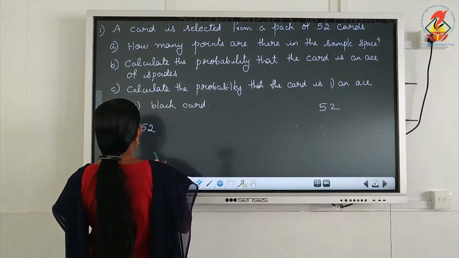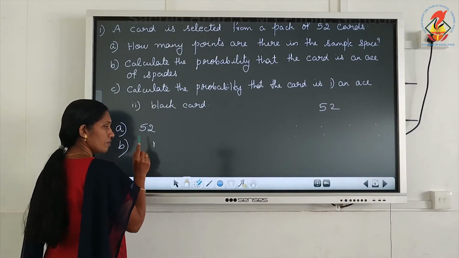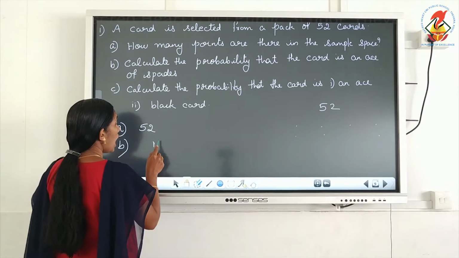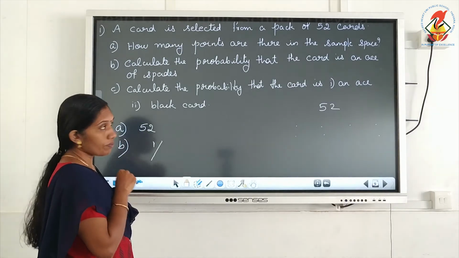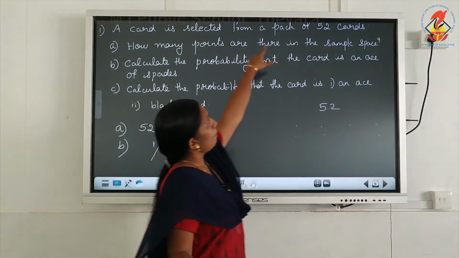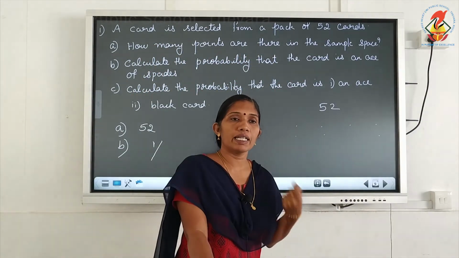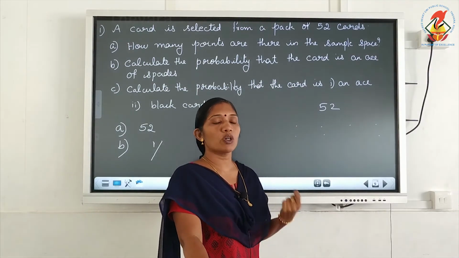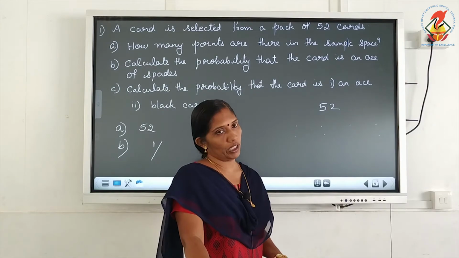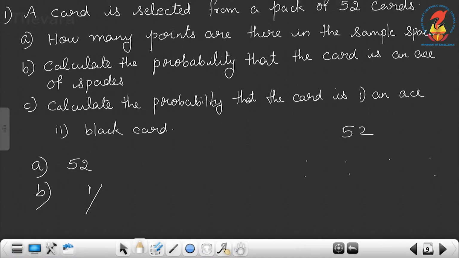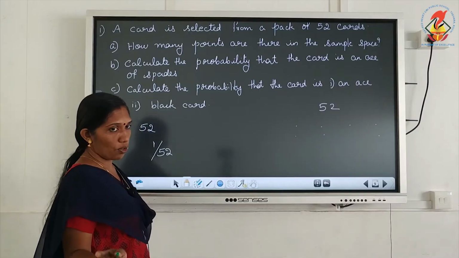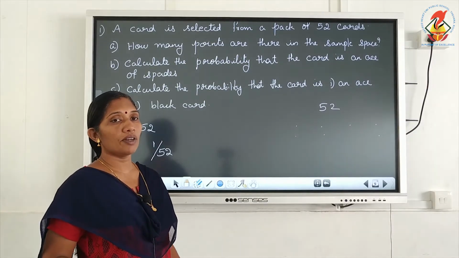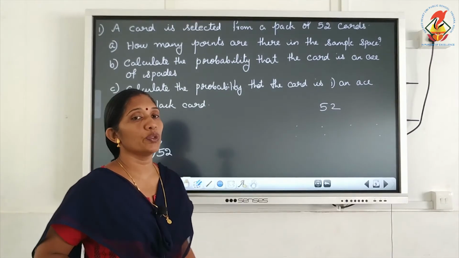So the required probability: the favorable outcome is 1, out of what? From the pack of 52 cards we are taking the card. So total outcomes or sample points equal 52. So you have to write 1 out of 52. Don't write 1 out of 13, that is wrong. We are taking the card from the pack of 52 cards.